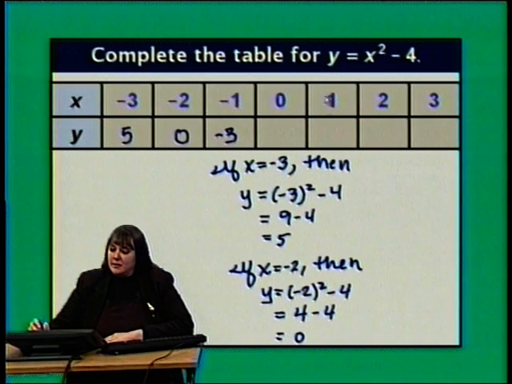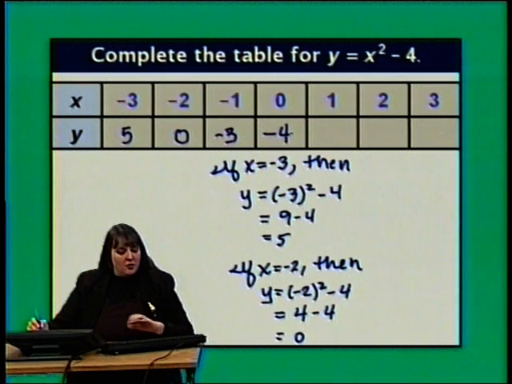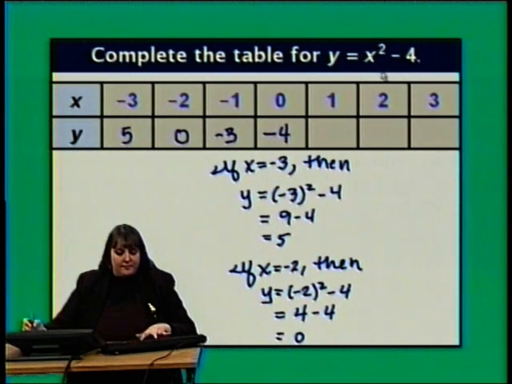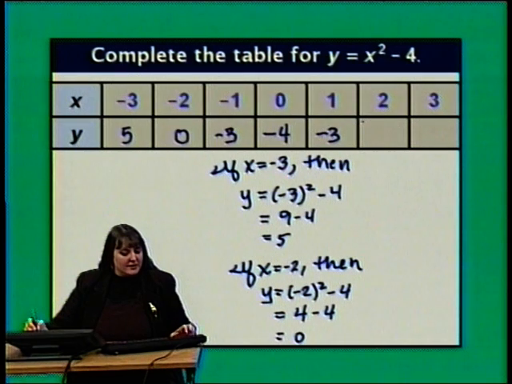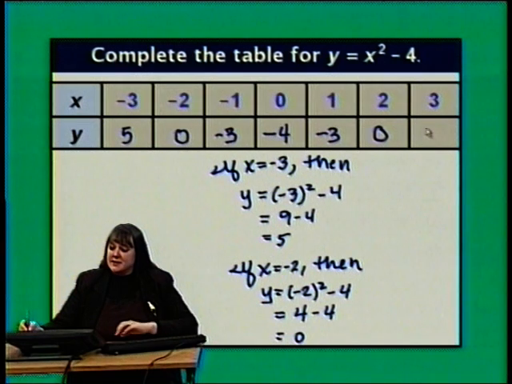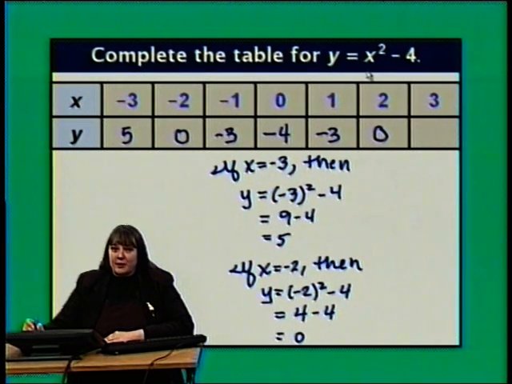What about if x is 0? Then we have y equals 0 squared minus 4. That's 0 minus 4, which is -4. What about if x is 1? Then y is 1 squared, that's 1, minus 4. 1 minus 4 is -3. What if x is 2? Then y is 2 squared minus 4, that's 4 minus 4, which is 0. And finally, what if x is 3? Then y is 3 squared minus 4, that's 9 minus 4, which is 5.